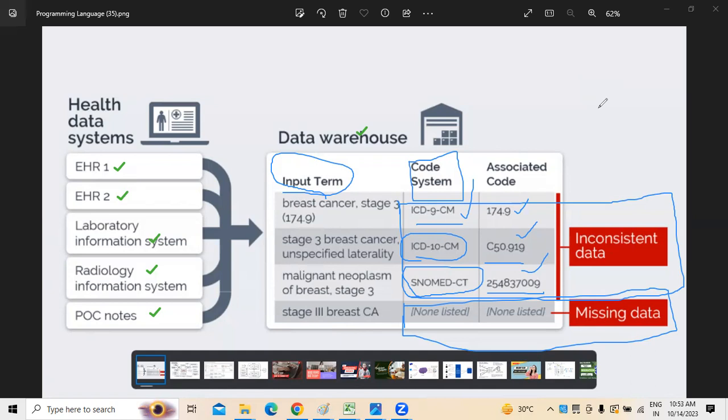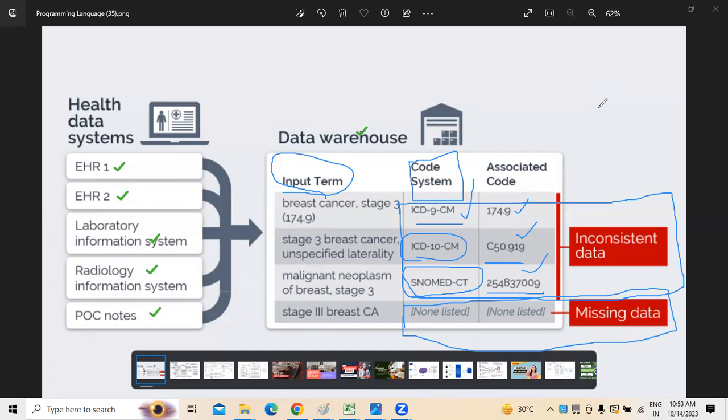E11.9. But if there is any complication due to the diabetes, such as blindness being diagnosed, it is E11.3. Or else I have given another example here, you can see in this.